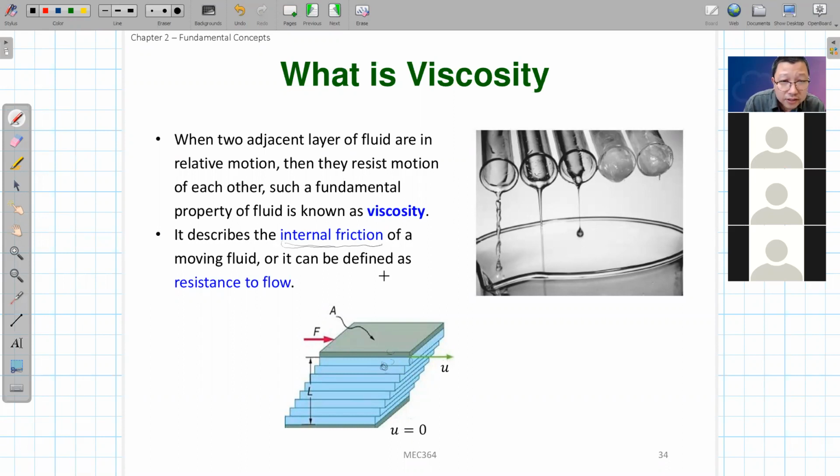So if you think about two adjacent layers of fluid in relative motion, which means their velocities are not the same, then some kind of friction is generated inside the fluid, and this is the so-called viscosity. In other words, viscosity itself is a fluid property. As I showed you here, different kinds of fluid have different values of viscosity. Some fluids have lower viscosity, some have higher viscosity.